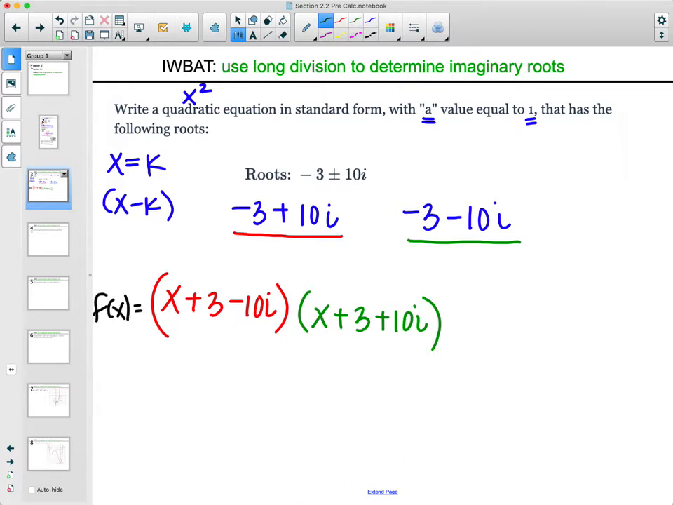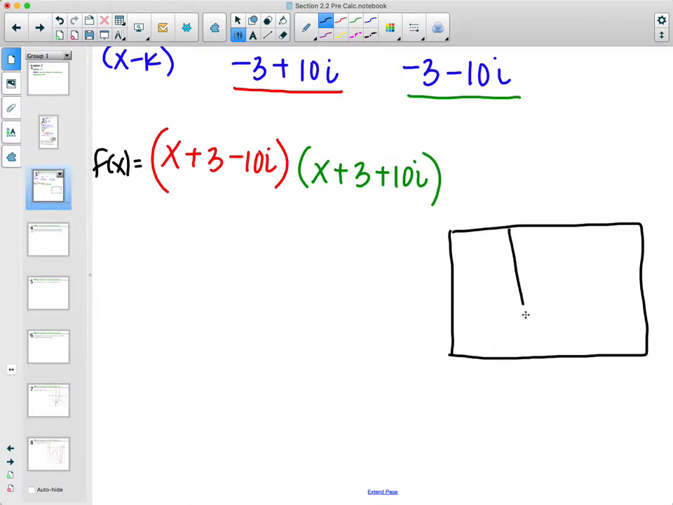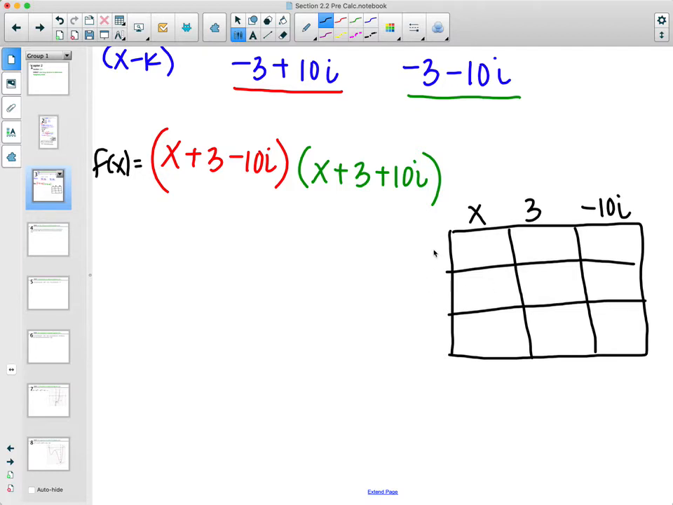So now we're going to multiply this out. I would do this in the box again, because that's basically a trinomial times a trinomial. So there's going to be a lot of terms to keep track of here. The box is very helpful for that organization. So we have x, 3, negative 10i, x, 3, and positive 10i. So let's start multiplying in.